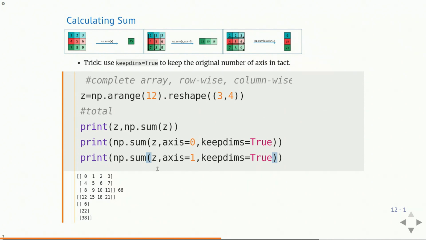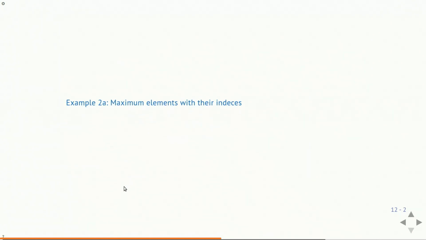Now what if we want to find the indices of maximum or minimum elements in an array? Numpy provides functions prepended with the word arg. For example, argmax or argmin will return not the maximum or minimum elements of the array, but will return the indices of the maximum and minimum elements. Let's see argmax in action.